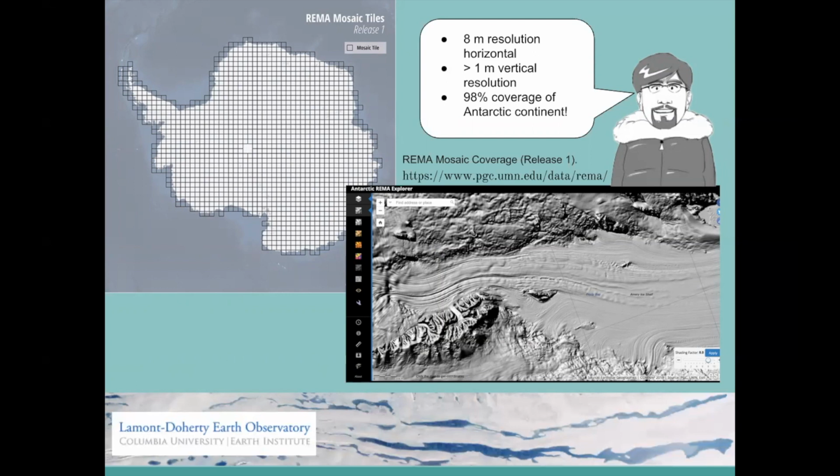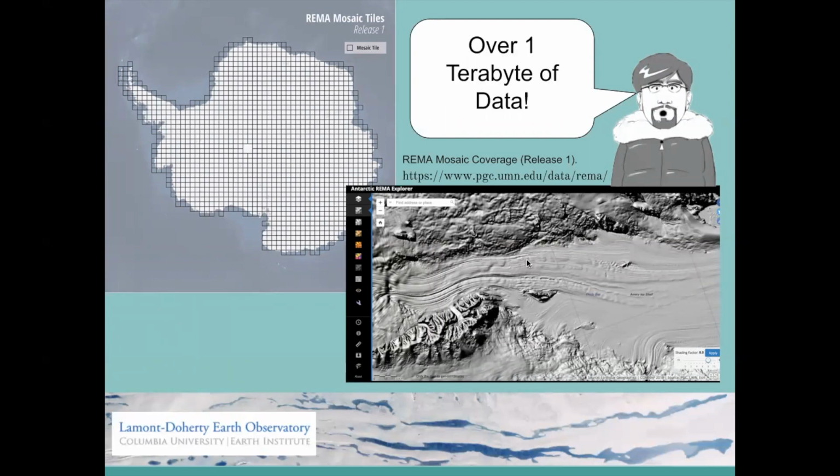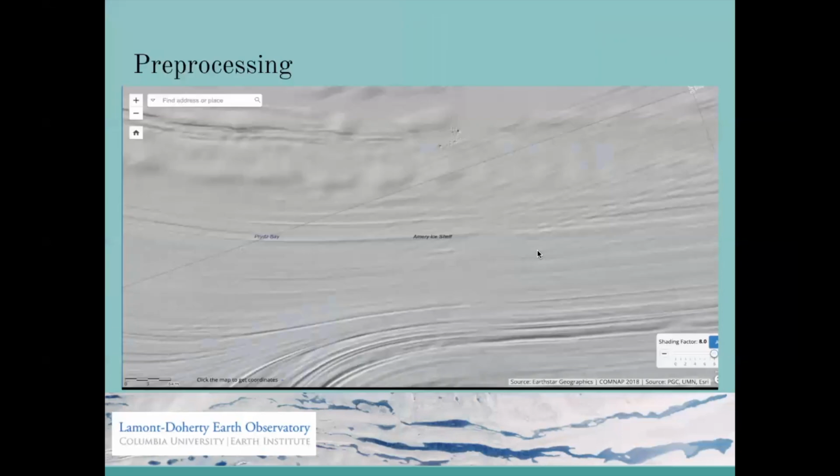And so there's a relatively recent high resolution Antarctic digital elevation model called REMA, the Reference Elevation Model of Antarctica. It has 8-meter resolution in the horizontal direction, less than 1 meter vertical resolution, and covers 98% of the Antarctic continent. It's amazing. But some complication, it's over 1 terabyte of data, and even one tile is over a gigabyte. So it proves to be a little bit difficult to work with on your home computer.